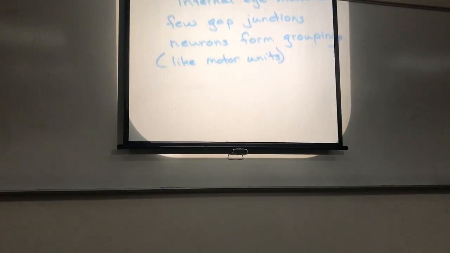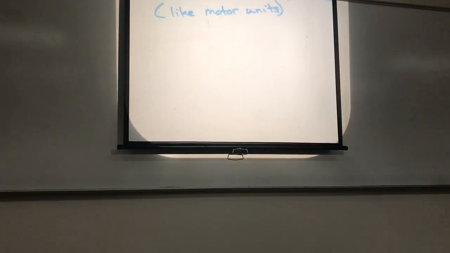So an action potential in a neuron will then stimulate all of the smooth muscle cells in that grouping, but not necessarily all the muscle cells that are present. So these work a little bit more independently, or at least the groups work independently.